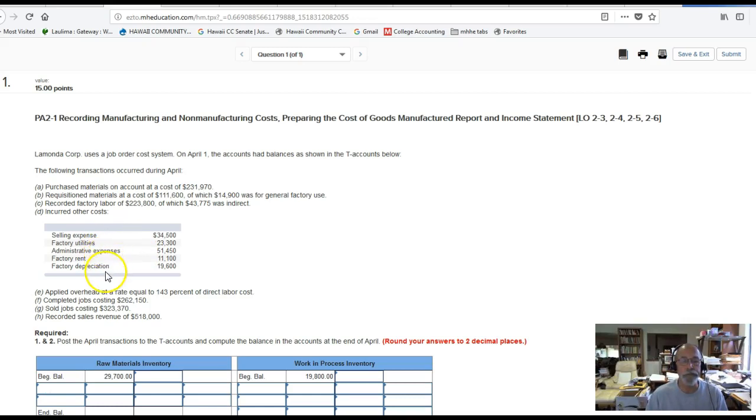And D, incurred other costs, and those costs are listed in this short schedule: selling expenses, factory utilities, administrative expenses, factory rent, and factory depreciation. So these are all expense accounts. And so in accounting for job costing, one requirement is to separate costs into period costs and product costs. Product costs are those costs which become a part of the final product, as opposed to period costs or period expenses, which are expenses that are charged to the current accounting period.